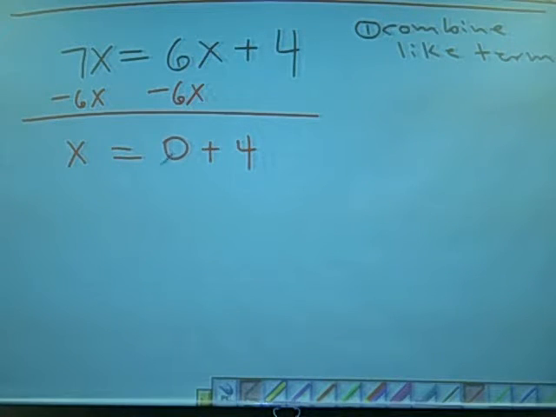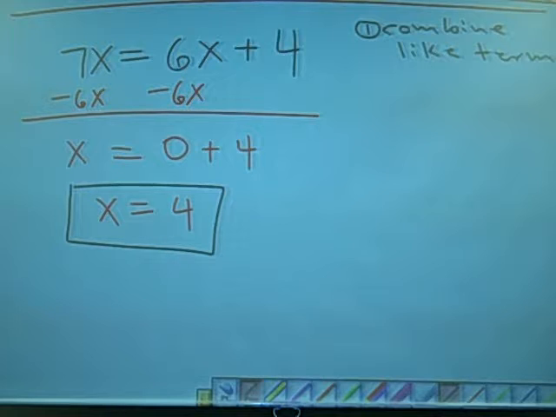Well, we don't normally write it as 0 plus 4, but that's what's happening, right? The 6x and the minus 6x, they go to 0. But you don't have to write that 0 there. I just put that there to show you that's what's really happening. Okay, so that's our answer.